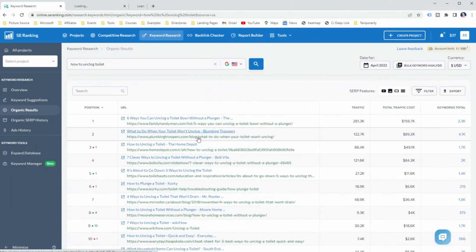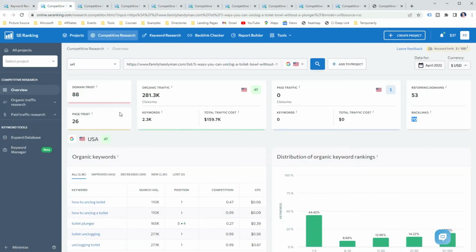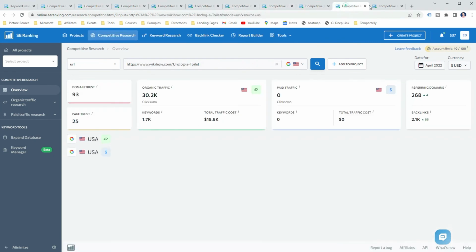Therefore, you want to know how many backlinks and referring domains the top ranking pages have, and also the page authority, which is the estimated authority of the page, not the entire website. In SE Ranking, it's called page trust. So, to get this information, I opened the top 10 URLs in SE Ranking competitive research tool, which gave me the information about the individual page, such as the page trust, referring domains, and backlinks.